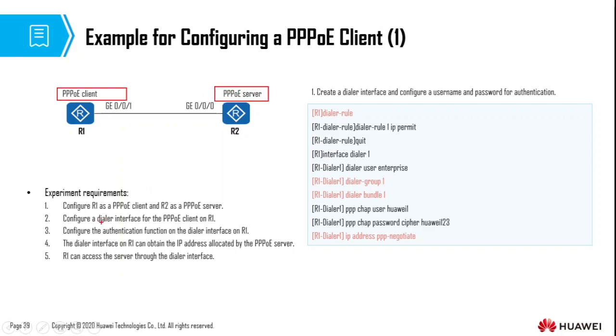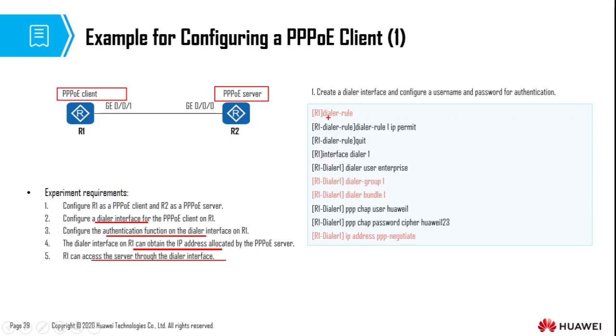So we want to configure a dialer interface on the PPPoE client on R1, then configure the authentication function on the dialer interface on R1. Then after that, the dialer interface on R1 can obtain an IP address allocated by the PPPoE server. So we're also going to configure that. Then R1 can access the server through the dialer interface. So we're also going to configure that. So how to do that?